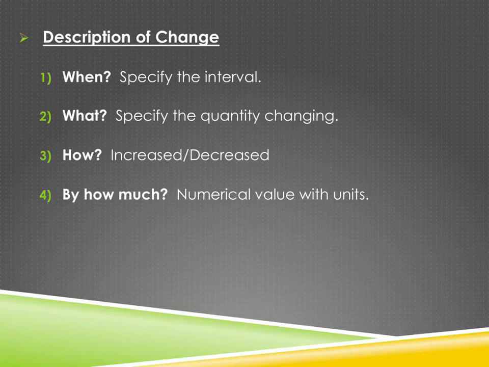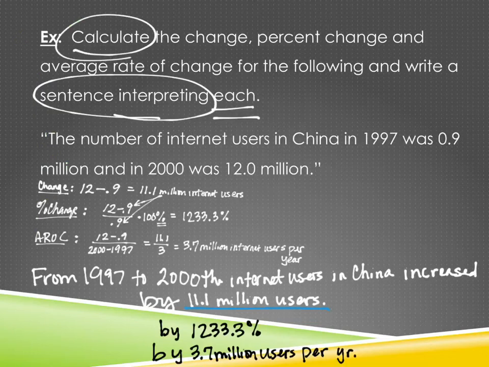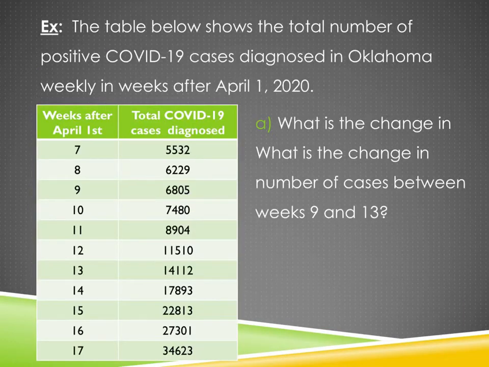All right, so we're going to do an example, and we are going to do an example actually from my COVID data. The table below shows the total number of positive COVID-19 cases diagnosed in Oklahoma weekly in weeks after April 1st, 2020.